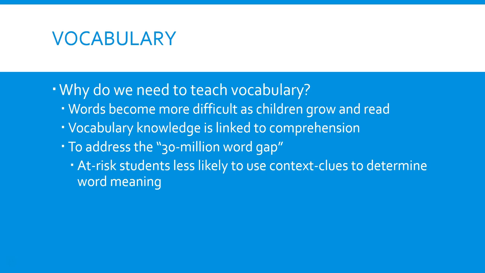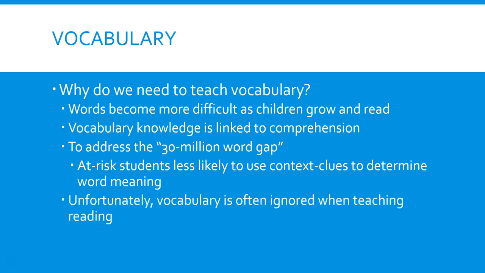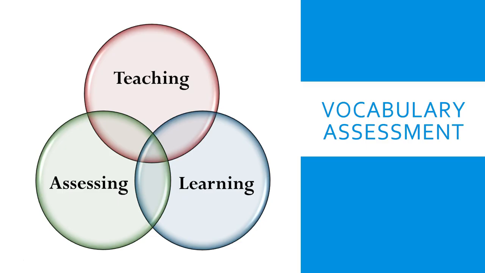At-risk students are less likely to use strategies such as context clues to determine word meaning. So again, being able to link that strategy use and strategy instruction is very important when we're working with at-risk students and students with disabilities. But unfortunately, vocabulary is often ignored when teaching reading. So we're going to start off with vocabulary assessment and talk about some of the ways we assess student knowledge of vocabulary, and I'll go through a couple of baseline assessments and also progress monitoring tools.